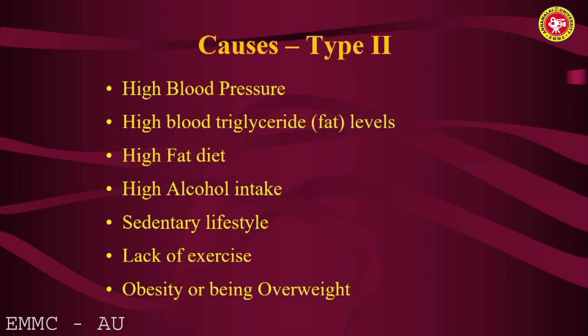Then causes for type 2 diabetes: high blood pressure. If you control blood pressure, no issues, but if it cannot be controlled, the main reason for inviting diabetes is blood pressure, that silent killer. Then high blood triglycerides or fat levels. Then high fat diet. Then high alcohol intake. Then sedentary lifestyle, lack of exercise, that is lack of physical activity. The main cause for type 2 is being obese or overweight.